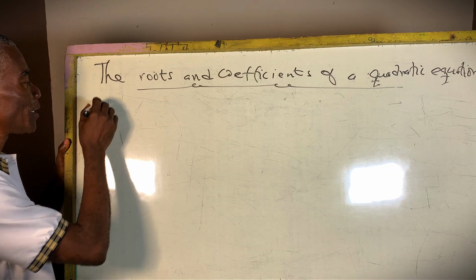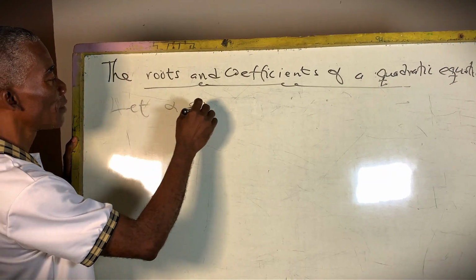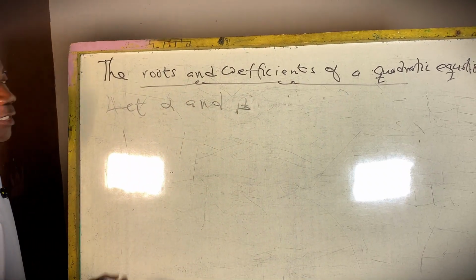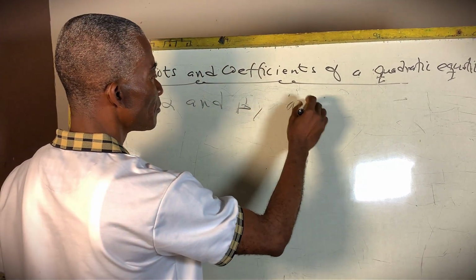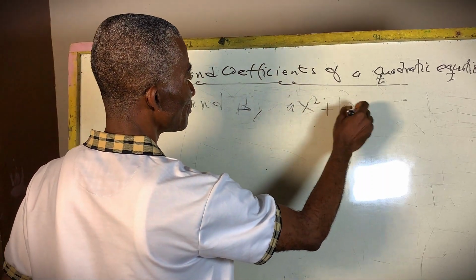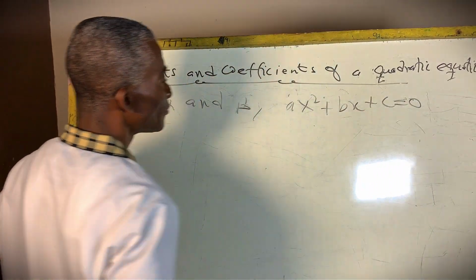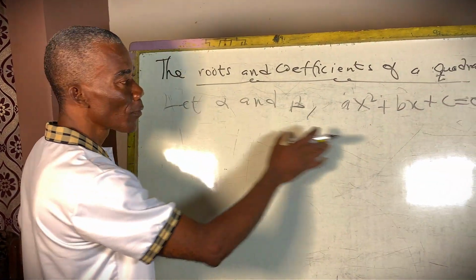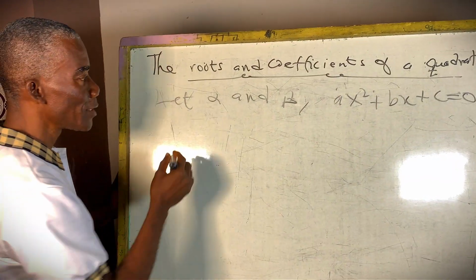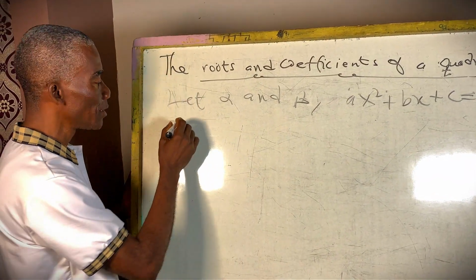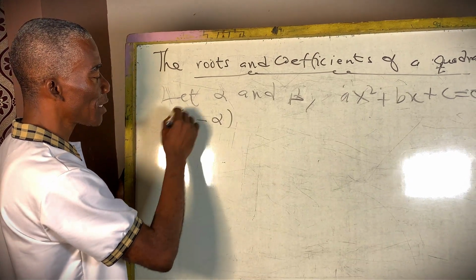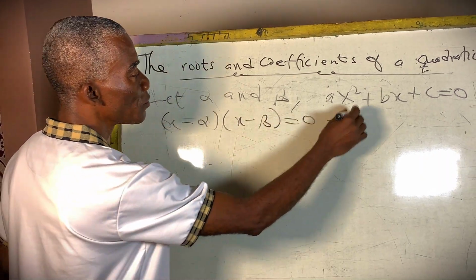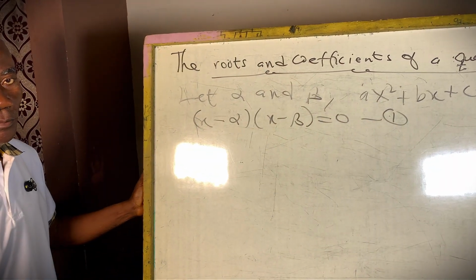So we say that let alpha and beta be the roots of this quadratic equation. So we want to look for the roots, and so if this gives us the root of that, then it means that straight away we can write this as x minus alpha and then x minus beta giving us 0. Let's call this equation 1.